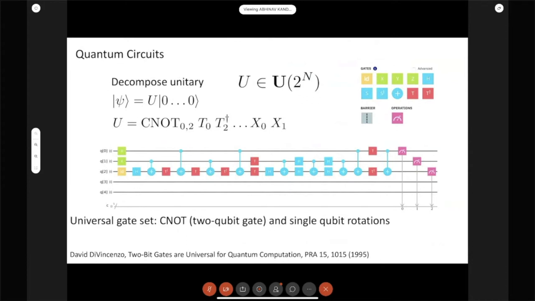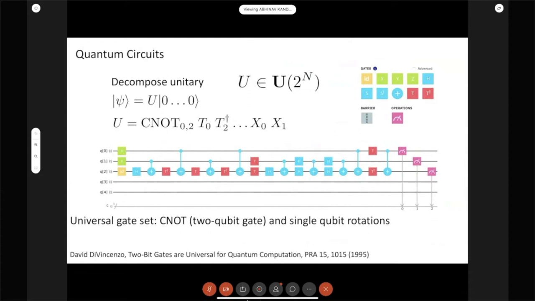The fact that you only need to really worry about having operations or gates between pairs of qubits, and this decomposed sequence of more accessible operations, that's what you see in that figure. This is an example of a quantum circuit.